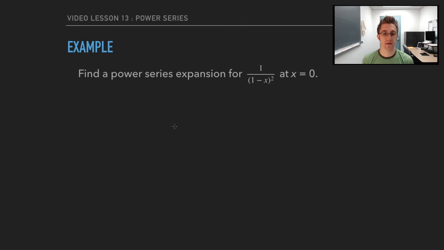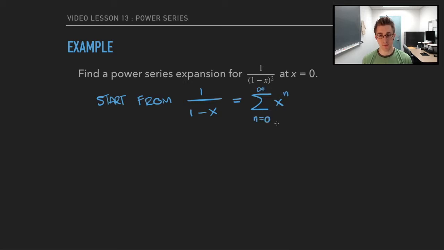So here's the example. I want to find a power series expansion for 1 over (1 minus x) squared at x equals 0. What I'm going to do is start from the power series from 2 slides ago. I know that 1 over 1 minus x is equal to the sum from n equals 0 of x to the n. And then I notice that if I differentiate this, the derivative of 1 over 1 minus x turns out to be exactly 1 over (1 minus x) squared.